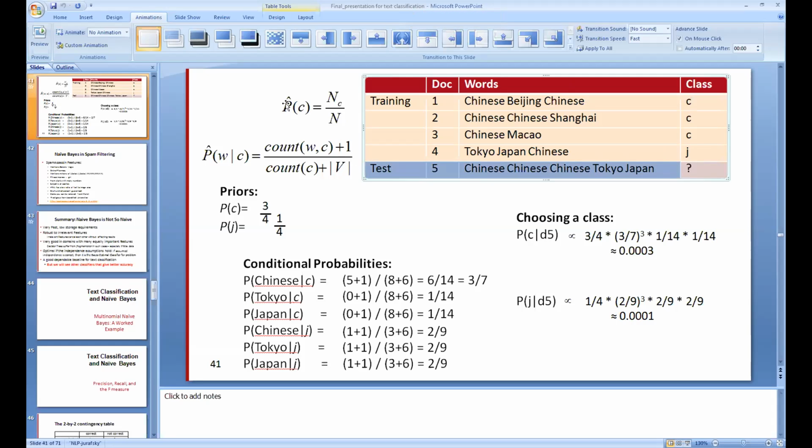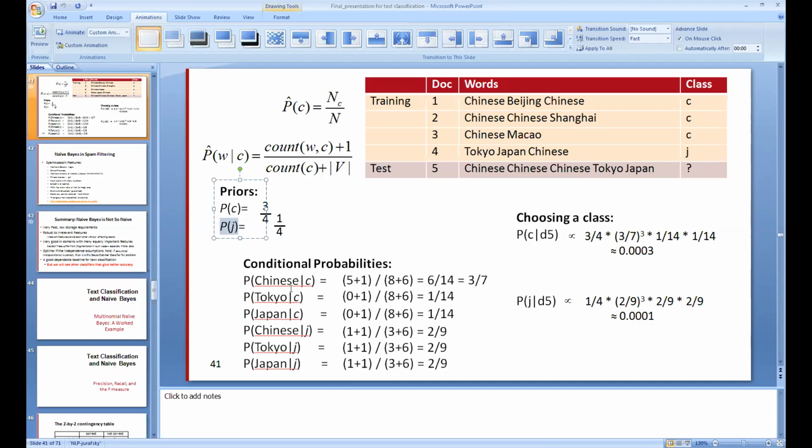What you have to do first is calculate the class probability. Here, how many classes are there? Two classes, so two prior probabilities are available: one for class C and one for class J. Out of the 4 data, 3 are class C, so 3 by 4. Out of 4 data, only 1 is J, so 1 by 4. In a similar way, you have to calculate all the conditional probabilities: Chinese given C, Tokyo given C, Japan given C. I hope so.